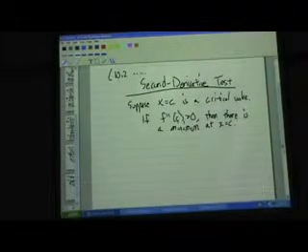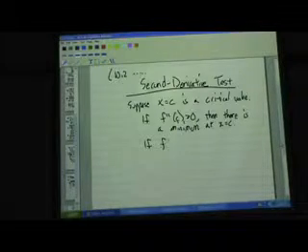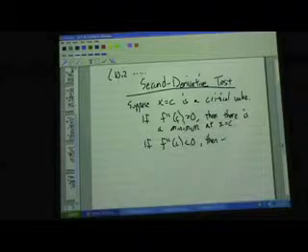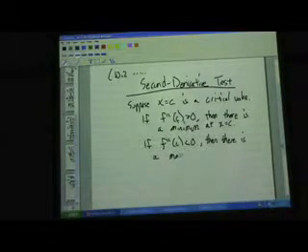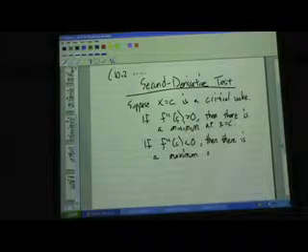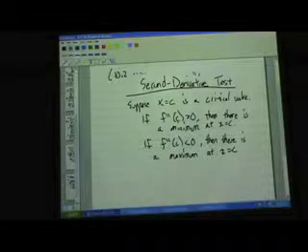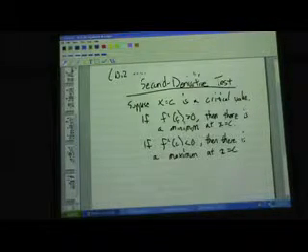And then the opposite of that statement as well. If the second derivative is negative at that number, then there is a maximum at x equals c. I used to always get these confused when I first took calculus, because you would think positive would mean maximum and negative would be minimum. But the easiest way to remember is to remember what positive and negative second derivative means.